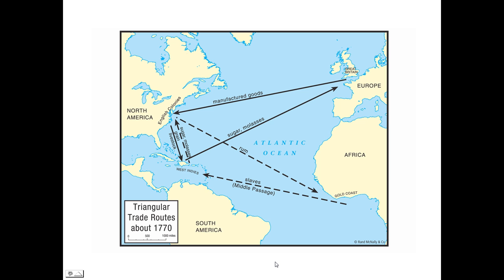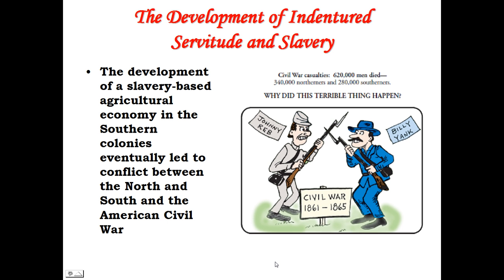The development of a slavery-based agricultural economy in the southern colonies eventually led to conflict between the North and the South during the Civil War. So one of the biggest factors in causing the Civil War was slavery.